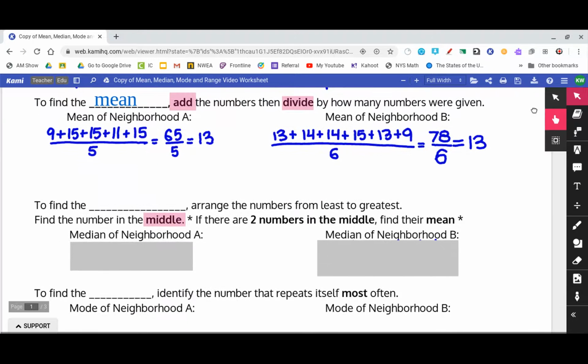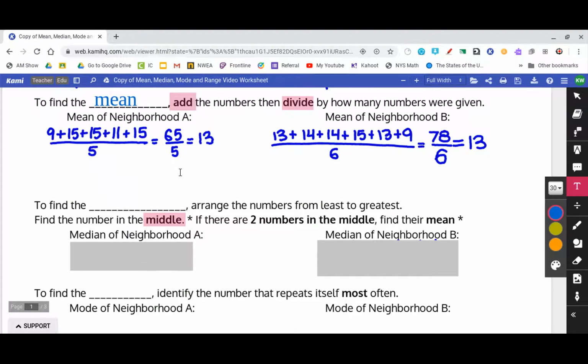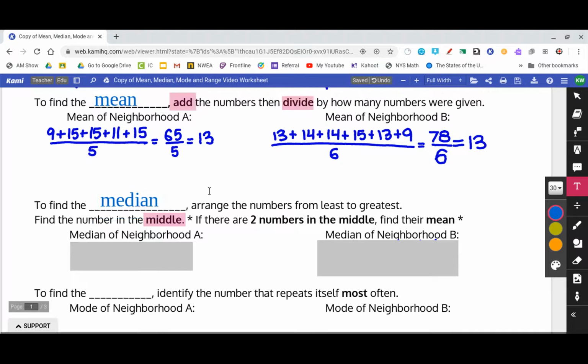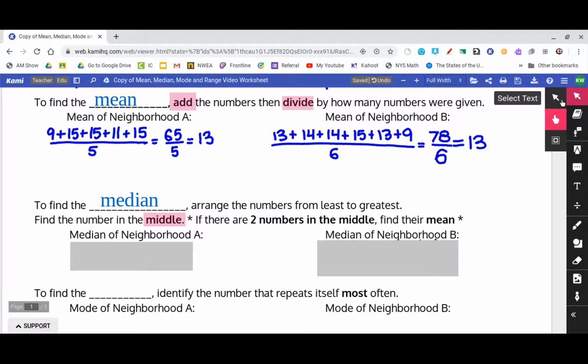All right, now the next one we're going to find is the median. And when you hear the word median, I want you guys to think about the middle of something. What you have to do is arrange the numbers from least to greatest and find the number in the middle. If there are 2 numbers in the middle, you find their mean. So here's what we mean.